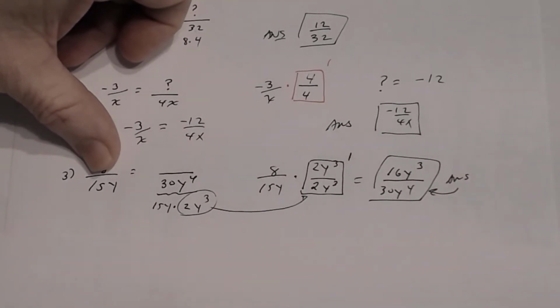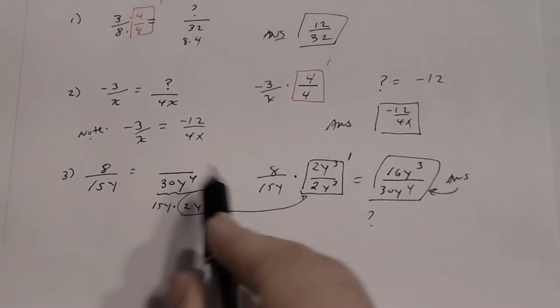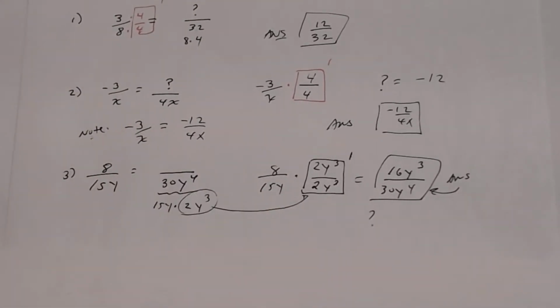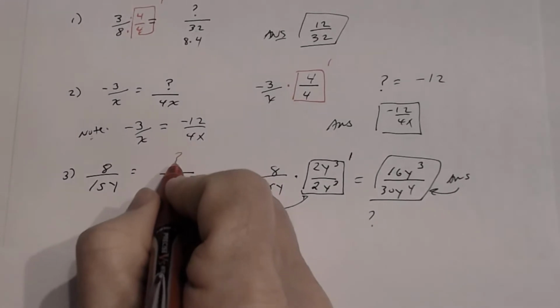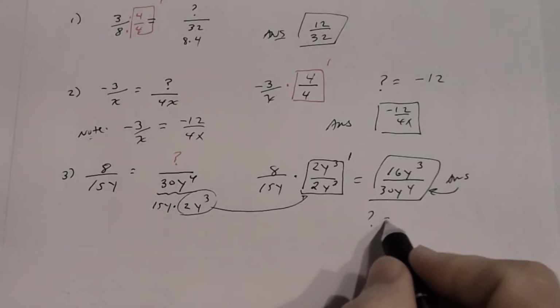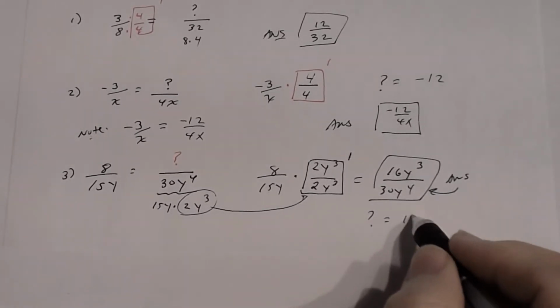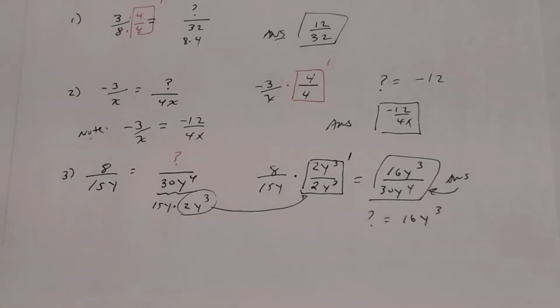All right. Now in my math lab, they may ask you for that numerator. So they're going to be asking for this. So we go ahead and put this in red. So they'll be asking for that. And so you would say the question mark would equal, in that box, whatever it would look like in my math lab, 16y cubed. Okay?